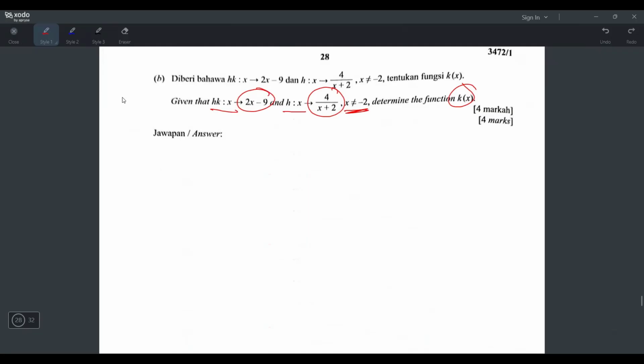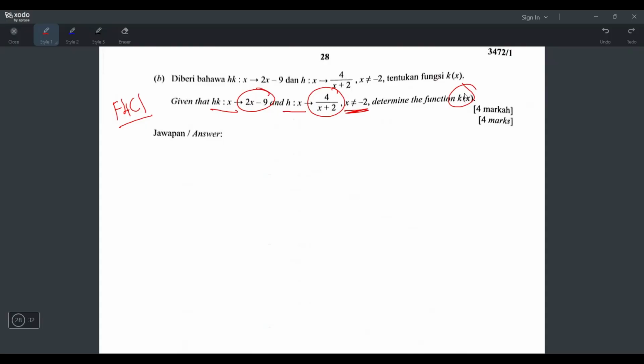Okay, this is a very famous question in Form 4 Chapter 1 Function. You learn about this, you should know about this. So this type of question, you recognize it very quickly. They will give you a composite function and a single function and ask you to find back the other single function. You need to be aware of this type of question, and make sure you know both methods. There are two methods to do this.